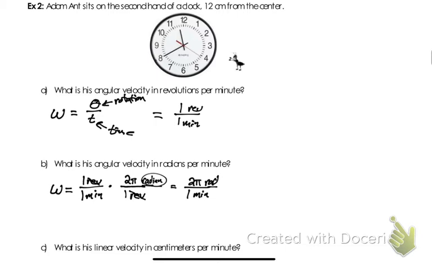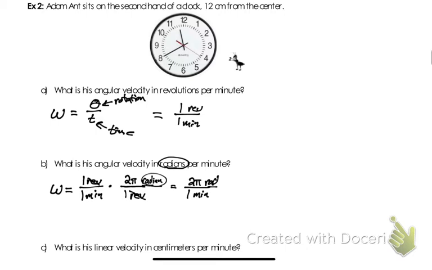Are we good so far? I got a revolutions per minute. In short, pay attention to what happened. All I did was multiply by 2 pi. That's all that happened. So I got my revolutions per minute multiplied by 2 pi, and now I have my angular velocity in radians.